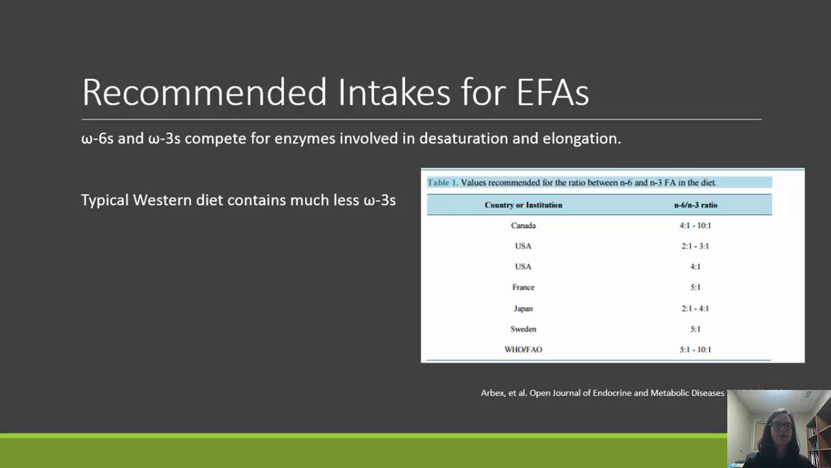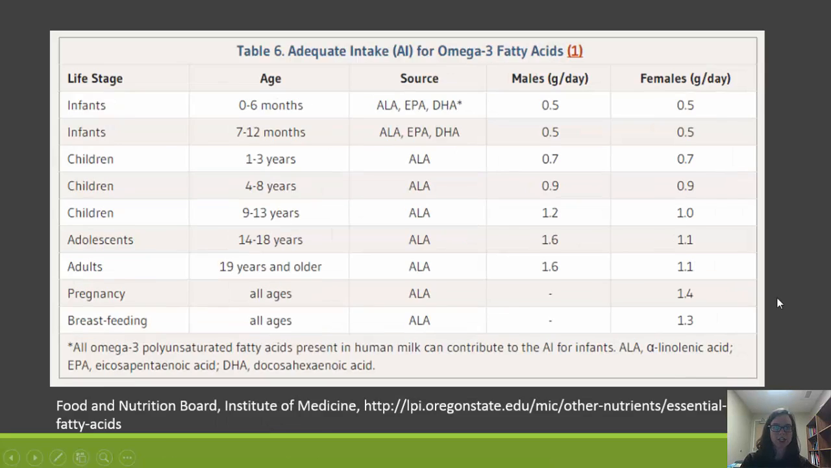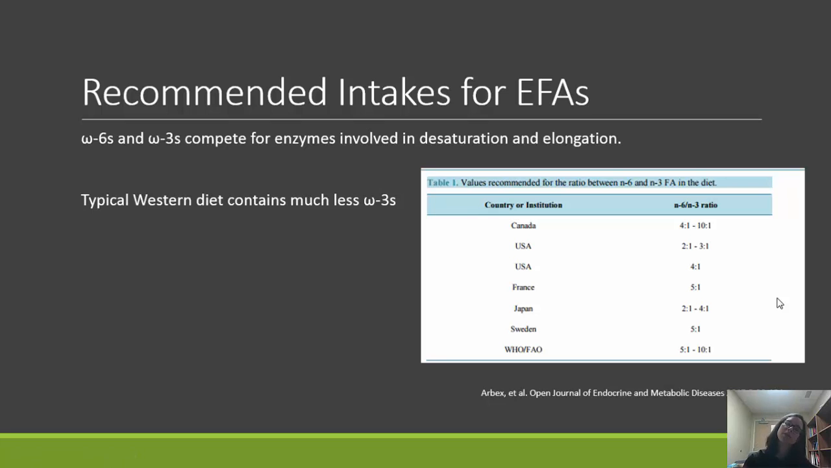Okay, now omega-6s and omega-3s compete for the enzymes involved in desaturation and elongation. So what that means is, if you think back to that table that we looked at here, I'll just go back real quick. The processes here to get from LA to AA and to get from ALA to EPA and DHA involve these desaturation and elongation enzymes. And so the omega-6s and omega-3s compete for these enzymes.